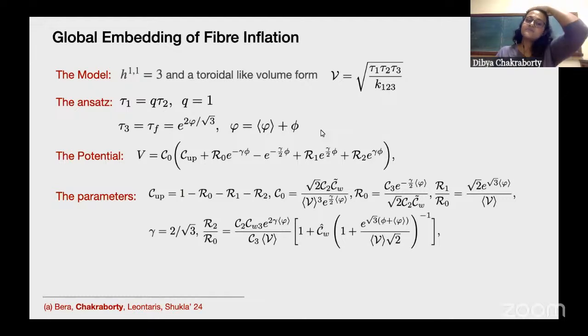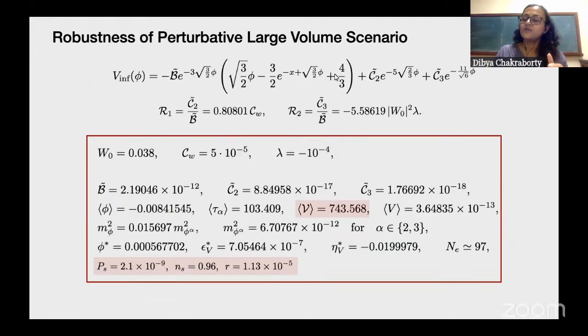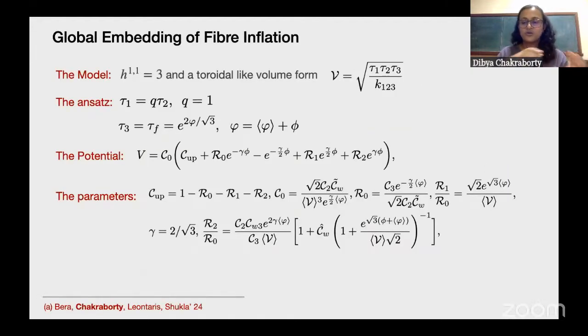So in this case, my scalar field will not be the 6D volume, but a 4D volume. That is the volume of this fiber on top of that base. So I have three moduli, that is tau 1, tau 2, tau 3. And one of them I will replace with the volume, because I can just do that.